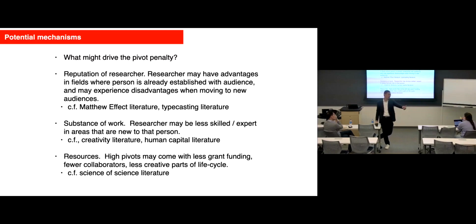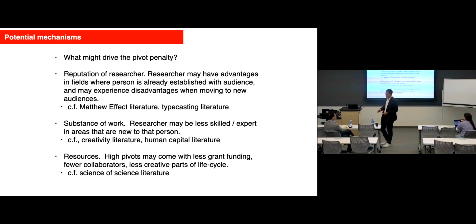So it's not much of a novelty. It's new to that person, but it's not new to the world, right? So we think about this as a creativity literature or human capital literature in economics. Or it could be a resource story. For example, high pivot may come with less grant funding, fewer collaborators, a less creative part of a life cycle. So this is more like a science of science literature, right?